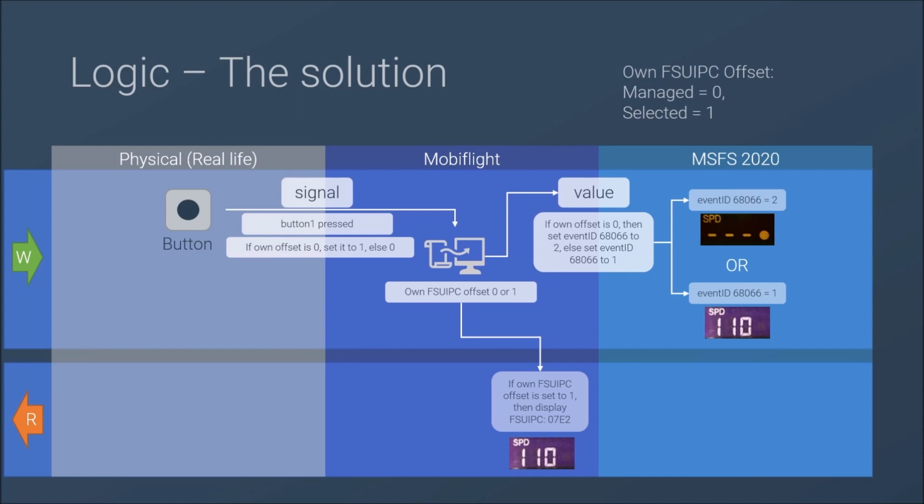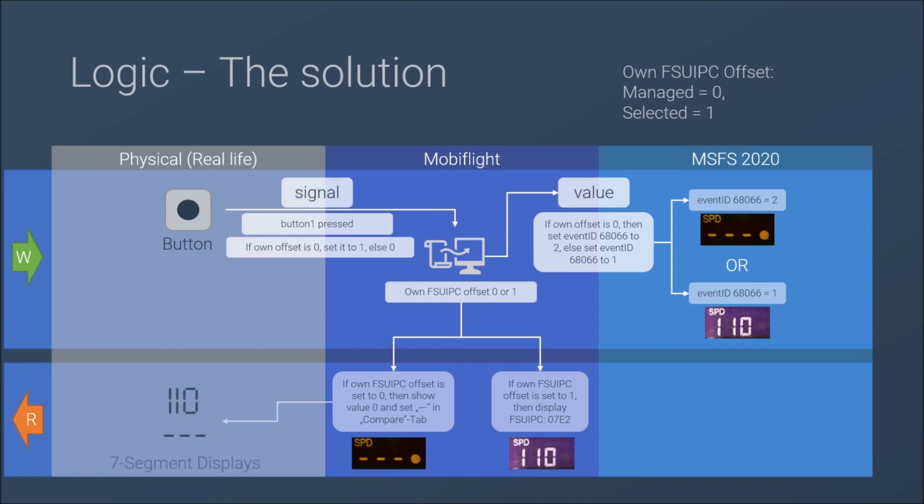And whenever our own FSUIPC offset is set to 0, compare it, and if the current value is set to 0, write dashes inside that. So display the managed mode, so to speak. And from that, we can come into the real world and into the real life physical environment and display, based on our own FSUIPC offset, the value or the 3 dashes or more dashes, based on our state.